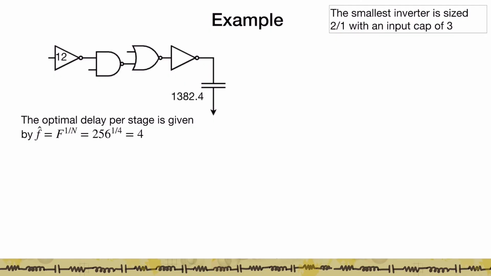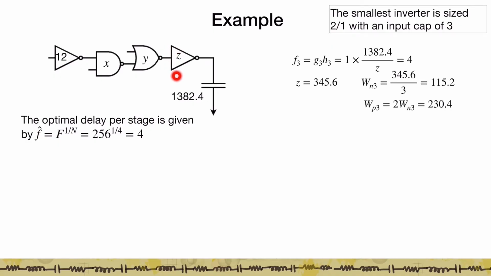If you look at the last stage, this Z inverter, the effort delay of this last stage is given by G3 times H3. G3 is 1, because this is the logical effort of this inverter, and the electrical effort of this inverter is 1382.4 divided by Z, and the effort delay of this stage should be 4, which gives us Z to be 345.6.